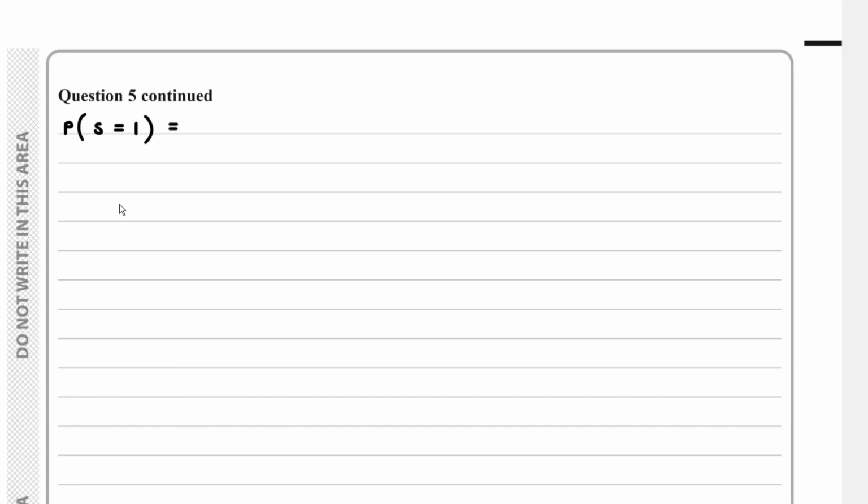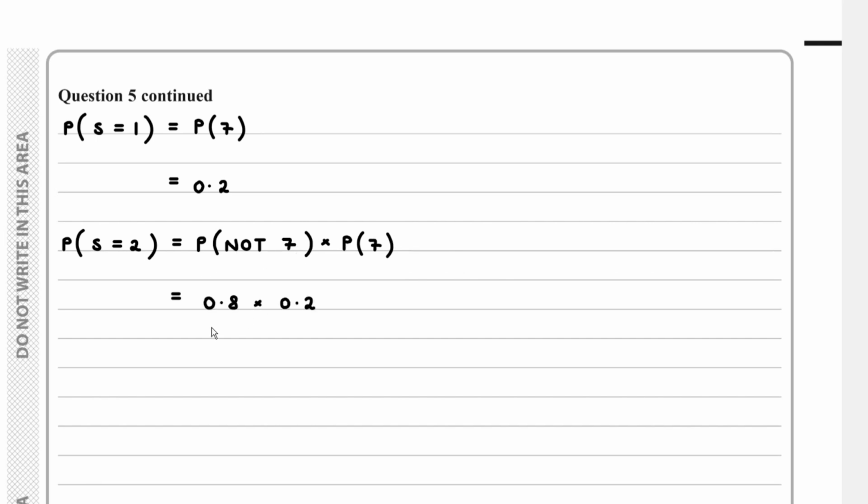So the probability that S equals 1, that's 1 spin only, and we stop at this spin when we get a 7, so the probability that S equals 1 is the probability of getting a 7, and that's 0.2. The probability that S equals 2, well, we don't get a 7 on the first spin, but we get a 7 on the second spin. So the probability that S equals 2 is equal to the probability of not getting a 7 times the probability of getting a 7. So that's equal to 0.8, which is the probability of not getting a 7, times 0.2, which is the probability of getting a 7, and that's all equal to 0.16.